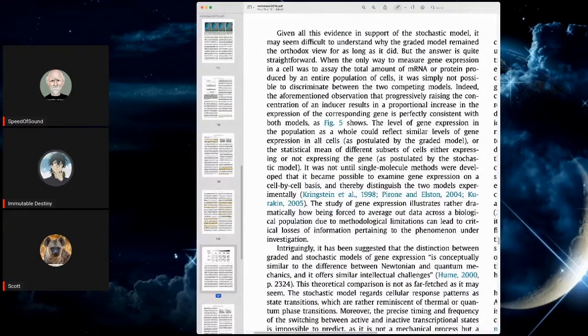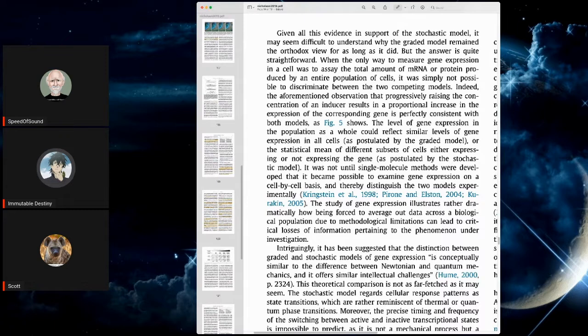With all this evidence in support of the stochastic model, it may seem difficult to understand why the graded model remained the orthodox view for as long as it did. But the answer is quite straightforward. When the only way to measure gene expression in a cell was to assay the total amount of mRNA or protein produced by an entire population of cells, it was simply not possible to discriminate between the two competing models. Indeed, the aforementioned observation that progressively raising the concentration of an inducer results in a proportional increase in the expression of the corresponding gene is perfectly consistent with both models, as Figure 5 shows.